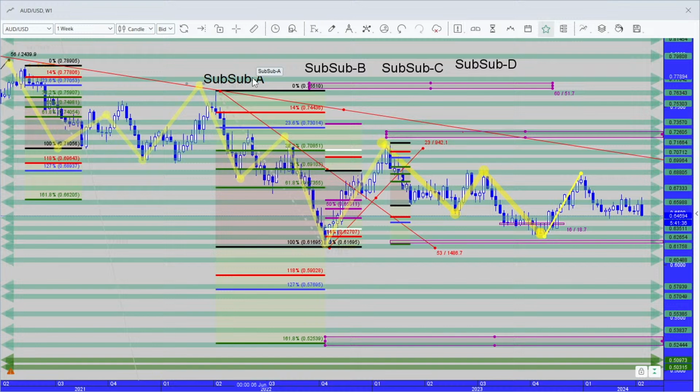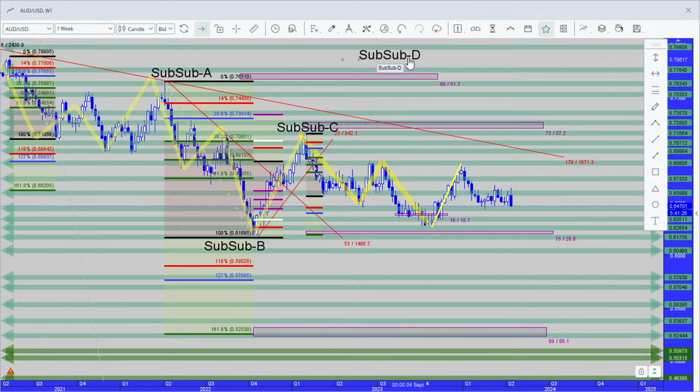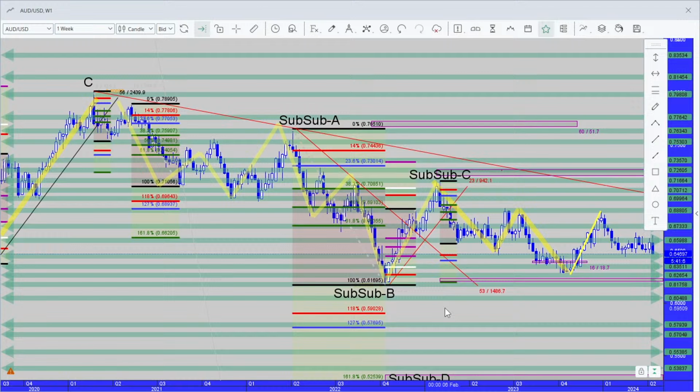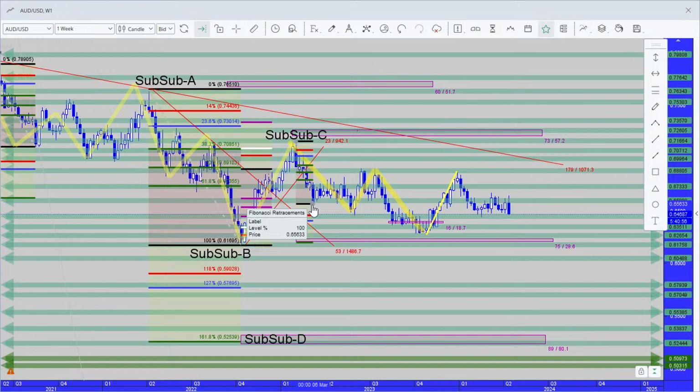So sub A, sub B, confirmation Fibonacci, sub C, it's not confirmed. And of course the sub D is down in here on the weekly. All right? And if I'm not mistaken, green goes to green, sub C. I'm not sure about this one. Oh, this is the confirmation Fibonacci on the confirmation, but I'm going to take it out.